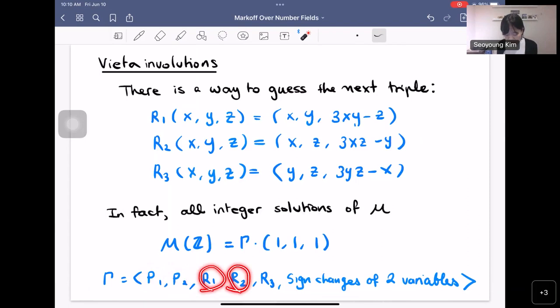And if you also have the three Vieta involutions which are introduced above, and then if you also allow sign changes of two variables, then indeed what you can prove is all the integer solutions of the Markov equation can be obtained by acting this group on the starting triple 1, 1, 1. So this is one of the motivations of studying the integer solutions of the Markov equation and their generalizations, because there are these very nice involutions which help us to generate all the integer solutions.